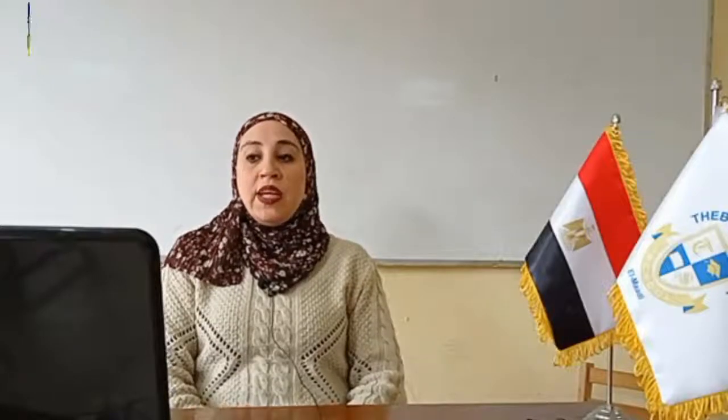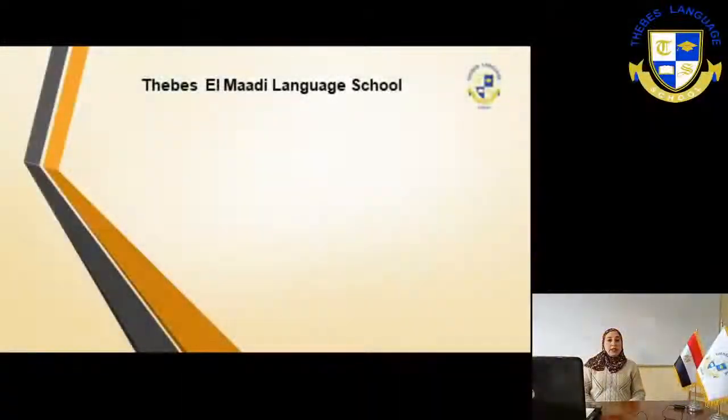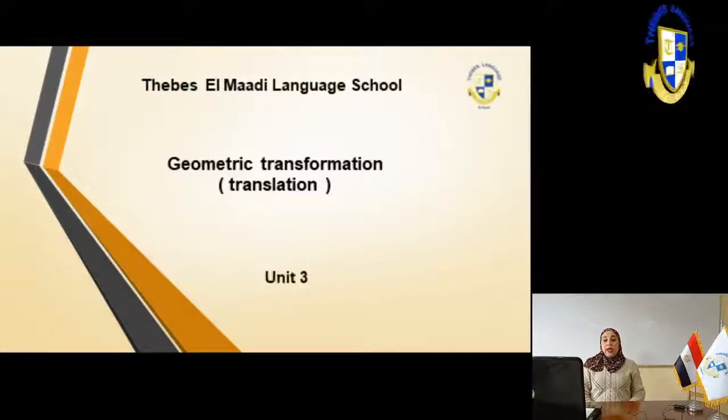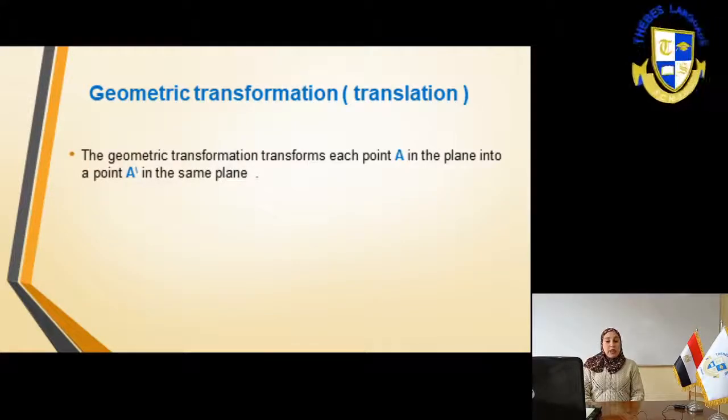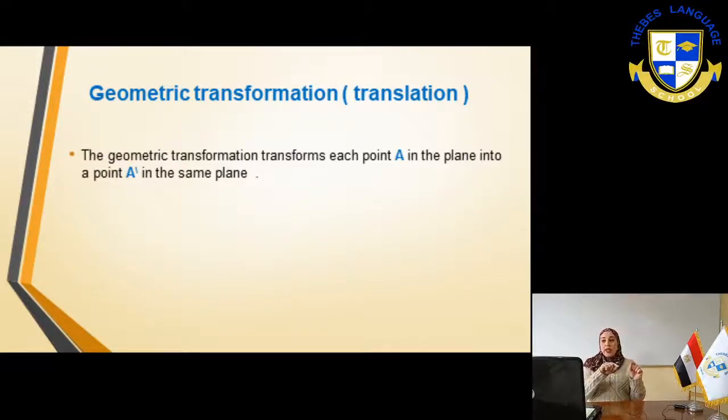Today we will study geometrical transformation, especially the translation. Before starting the translation, we want to remember all the types of transformation. At the beginning, the geometrical transformation transforms each point A in the plane into A dash in the same plane. So transforming it looks like taking a photo or a picture of it. It will be just like it but with a dash.